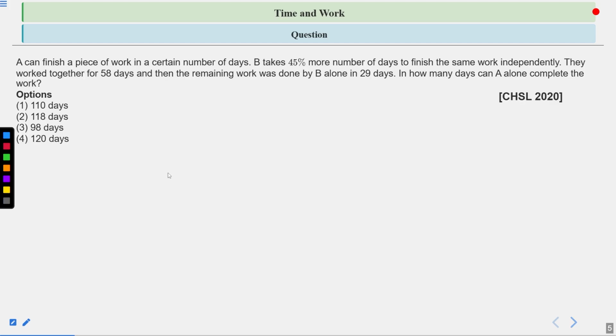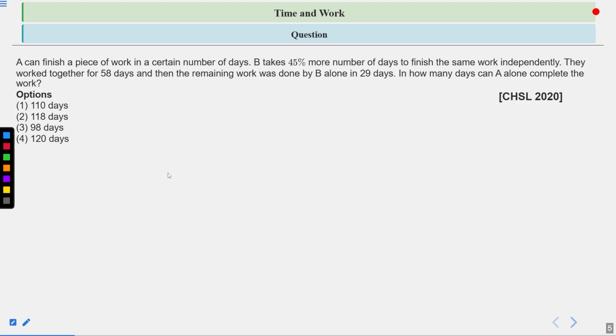A can finish a piece of work in a certain number of days. B takes 45% more number of days to finish the same work independently. They worked together for 58 days and then the remaining work was done by B alone in 29 days. In how many days can A alone complete the work? This question was asked in the SSC CHSL exam in 2020.